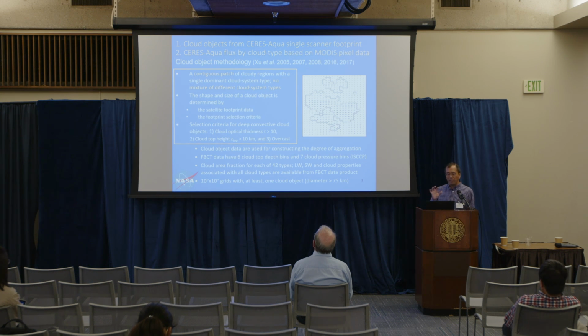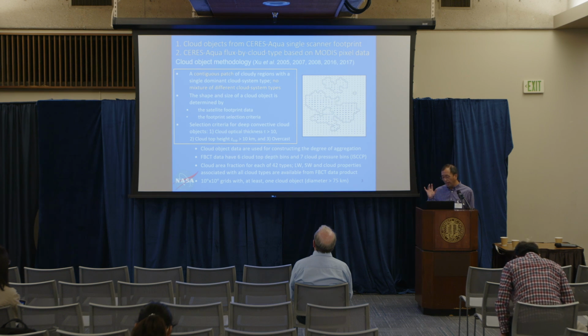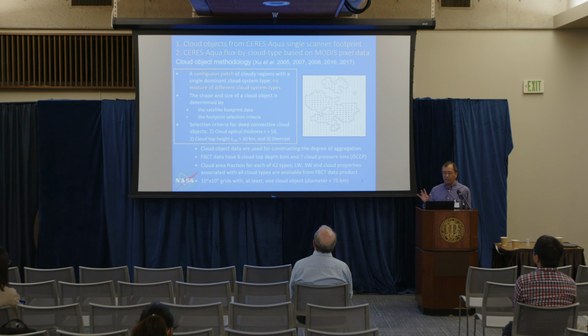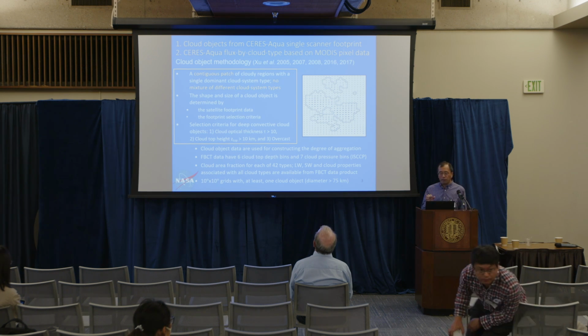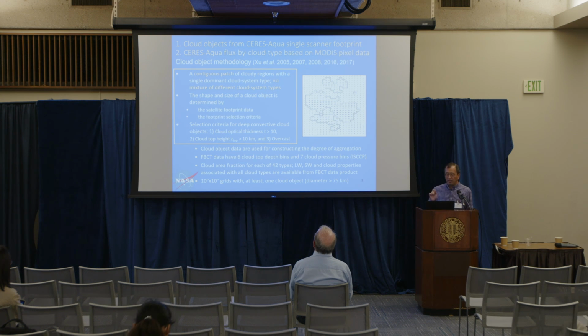Over a 10 by 10 grid box, we use the pixel data to produce the histograms of the International Satellite Cloud Climatology Program, with 6 cloud optical depth bins and 7 cloud pressure bins. So we have 42 cloud types, and we only select those 10 by 10 grid boxes with at least one cloud object with a diameter greater than 75 kilometers. That means about 12 grid footprints.